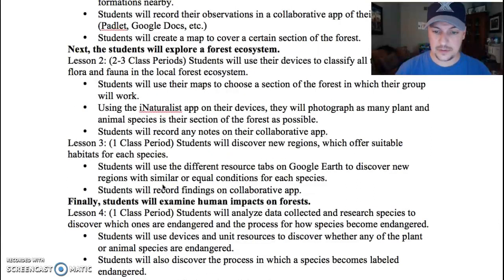Next lesson, they're going to go ahead and use Google Earth again to discover other regions throughout the world where they can relocate any possible endangered species that they may encounter in the forest, or any other wildlife or plant life that they can relocate before the lumber company gets to work. And then they'll record their findings once again into their collaborative app.